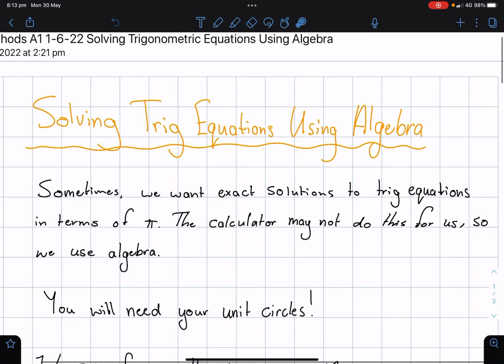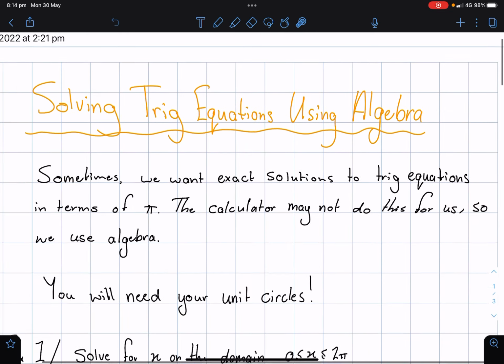So today we're going to start looking at solving trigonometric equations using algebra. Sometimes we want exact solutions to trig equations in terms of pi, and the calculator might not do this for us, so we use algebra instead. For these questions you will need your unit circles, so please make sure you have them super handy because we will be using them.